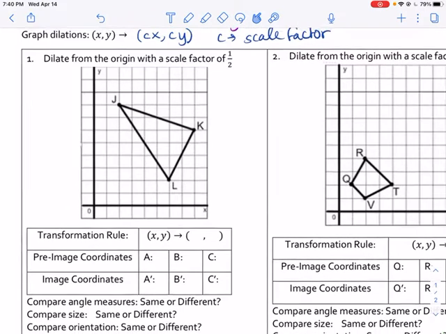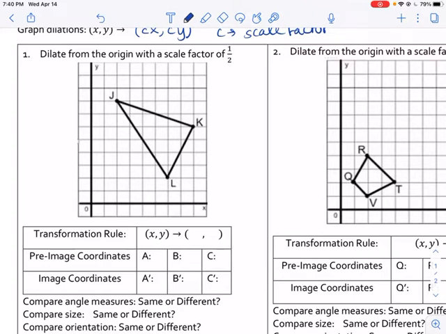So first we're going to dilate from the origin with a scale factor of 1/2. So our transformation rule will be (x, y) arrow (1/2 x, 1/2 y). I'm going to write all the coordinates of my points. I wrote A, B, C on this table, but it's actually J, K, and L. So let me change those real quick. J, K, and L. Okay, so the coordinates of J are 2, 8. Then K is 8, 6. And then L is 6, 2.